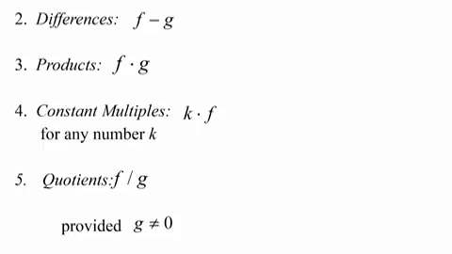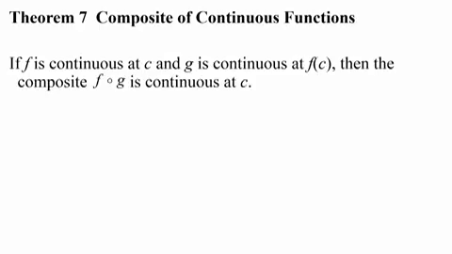There is one other algebraic way to combine continuous functions. Let's take a look at it. Composite continuous functions. If f is continuous at c and g is continuous at f of c, then the composite function f of g is continuous at c.